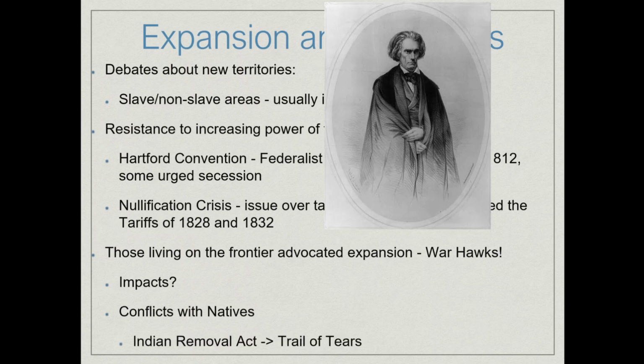When Andrew Jackson was president, Congress will pass the Indian Removal Act. Even though the Supreme Court is going to try to stop this from happening in Worcester v. Georgia, Andrew Jackson is going to ignore the Supreme Court. And he's going to force the Native Americans to leave. This will lead to the Trail of Tears.